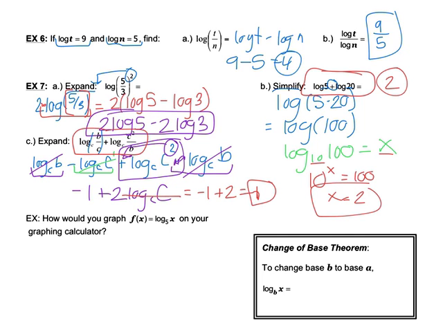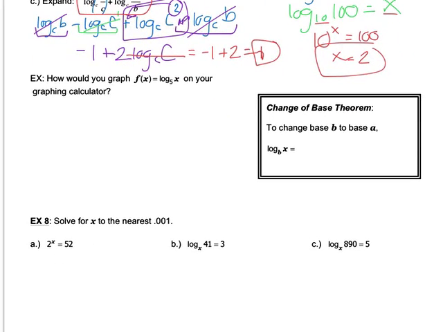All right, this next example is on how to graph something that's not common log, because the log button that's programmed into your calculator is common log. So if you've got log with a base other than 10, like 5, you need to use change of base, the change of base formula.